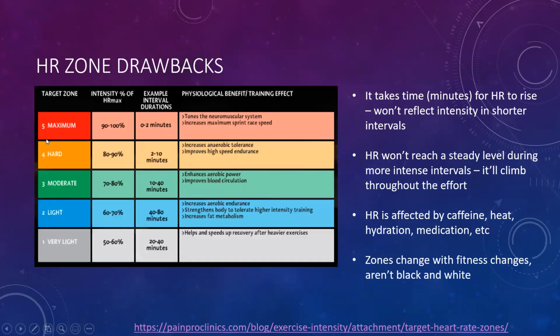With this in mind, there's a few heart rate zone drawbacks. So I found another heart rate zone chart. This is very typical. You'll see it anywhere. But I kind of want to pick it apart, mostly zone 5, max zone. So they suggest that this is a zone rate time of 0 to 2 minutes, and it tones the neuromuscular system and increases max sprint speed.